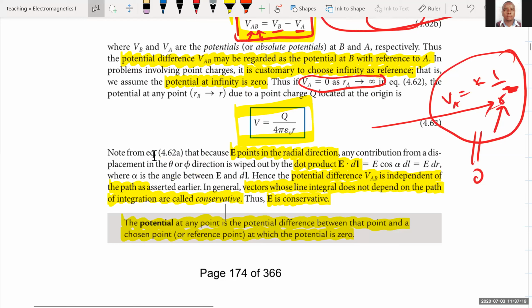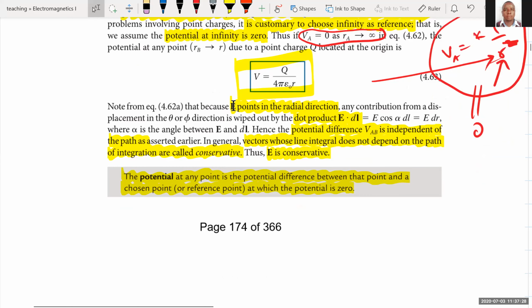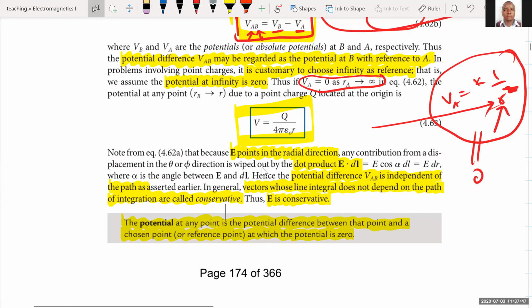So from equation 462, we note that the electric field strength E points in the radial direction. That is something I've already said. Any contribution from the displacement theta and phi is wiped out by a dot product. This is something that you observe, that we are saying that E, if you are considering equation 462, this is equation 462 right here.